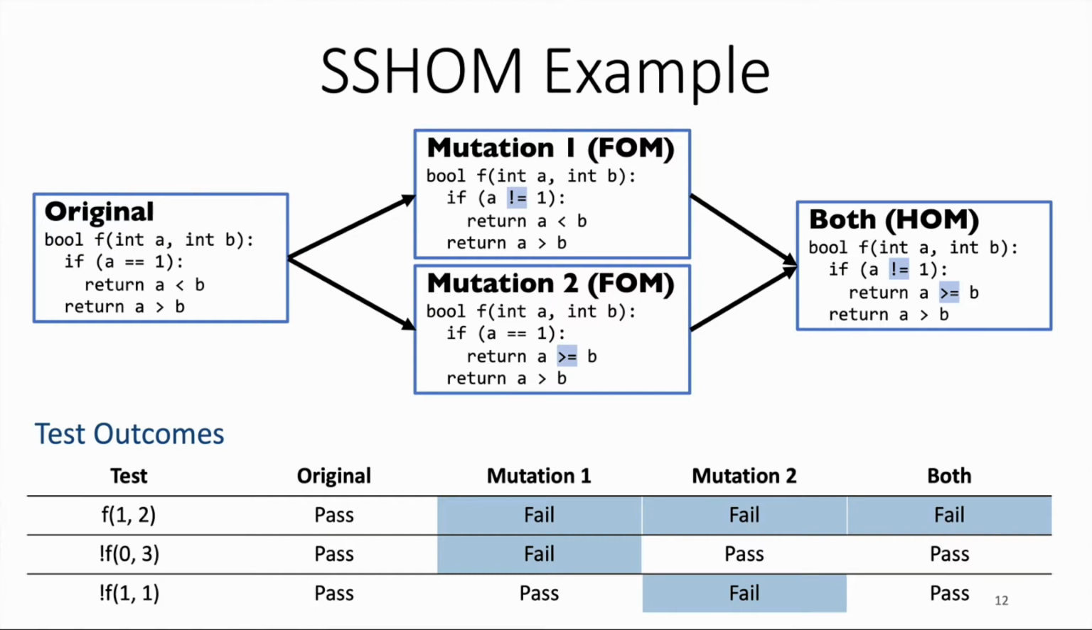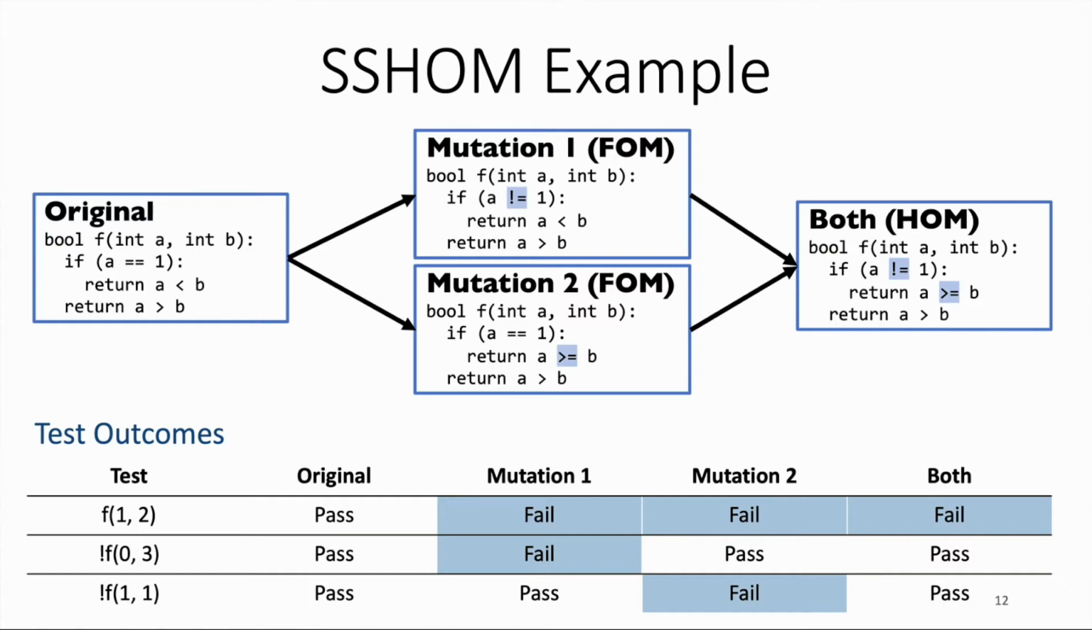2. And if you look carefully, you will see that mutation 1 and 2 somehow interact in the control flow to mask each other's faulty behavior to make test 2 and 3 pass. As we can see, the higher-order mutant is more subtle and harder to kill.